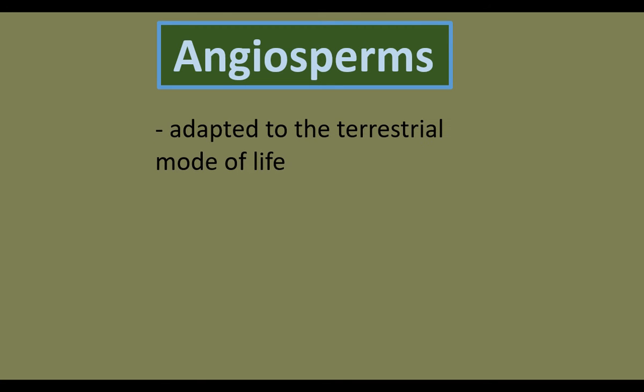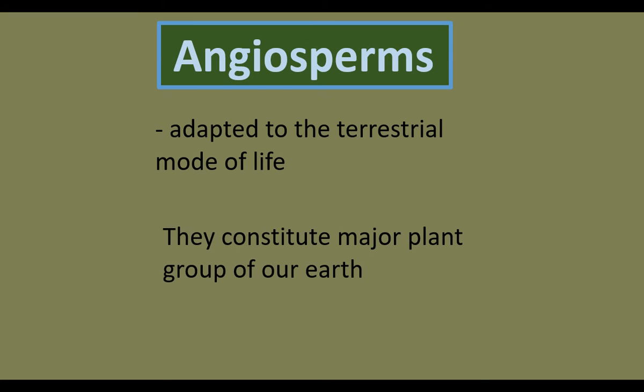Angiosperms are commonly available plants. What we see around us are mainly angiosperms. They are adapted to the terrestrial mode of life. Angiosperms have well-developed vascular tissues, so they are adapted to live on land. They constitute the major group of our Earth. Angiosperms evolved 140 million years ago.